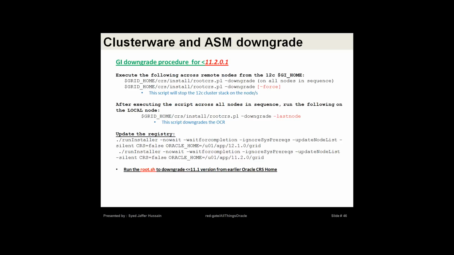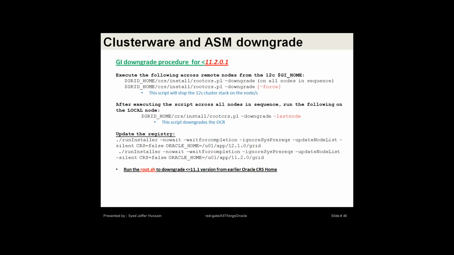When you run rootcrs downgrade on those nodes, this script shuts down the cluster on those nodes. And when you finish with the last node, it will perform the downgrade of your Oracle OCR, the Oracle Cluster Registry. Later on, you have to update the registry with the 12c and 11g information.